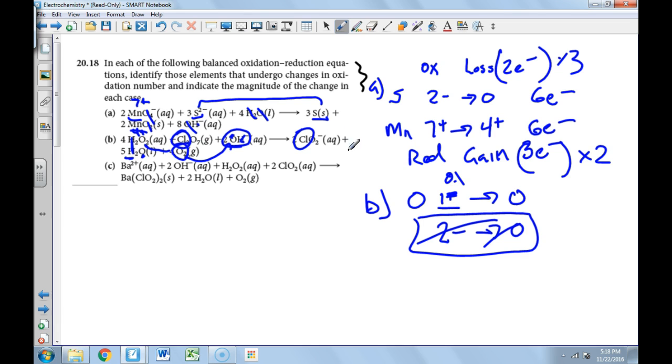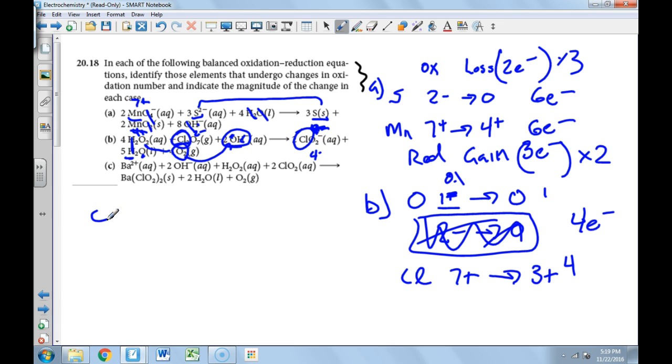Now we look at the chlorine. In Cl2O7, oxygen is normally 2-, and so that means chlorine is a 7+. Then for the chlorite ion, there's 2- times 2, which is 4-, so this has to be a 3+. That's what's being reduced. This is a change of 1 and this is a change of 4, so the overall change is 4 electrons.